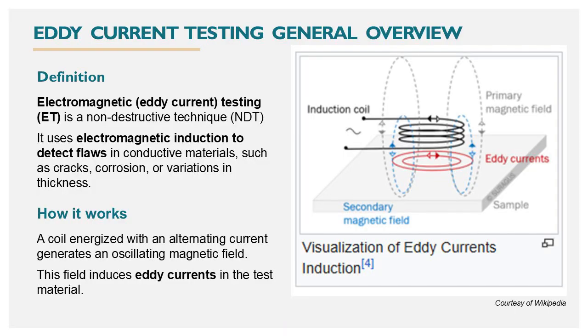Eddy current testing general overview, definition. Electromagnetic or eddy current testing is a non-destructive technique that uses electromagnetic induction to detect flaws in conductive materials, such as cracks, corrosion, or variations in thickness.